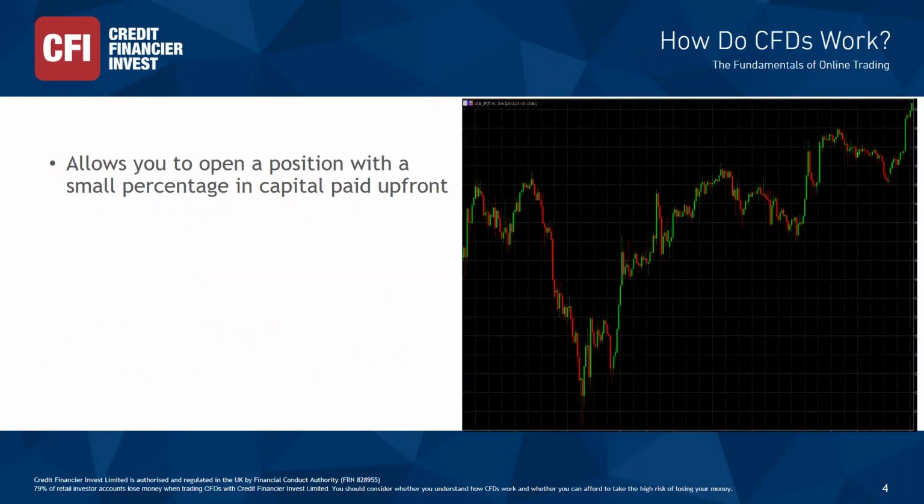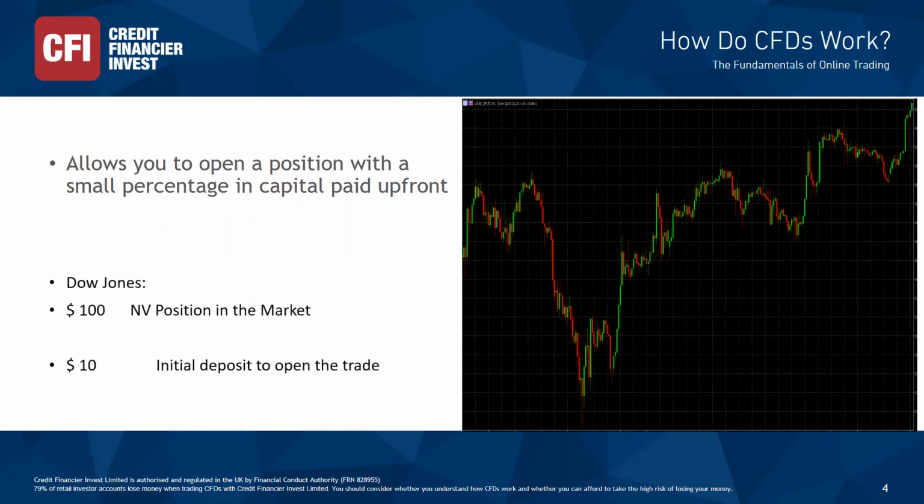So how do CFDs work? Essentially, they allow you to open a position with a small percentage of capital paid up front, just some sort of deposit. So here, as you can see in the chart, I took the Dow Jones as an example. Let's say that the price of the Dow Jones right now is $100. So that is actually the full value of the position, in this case, the Dow Jones.